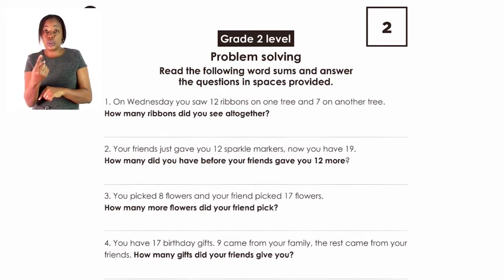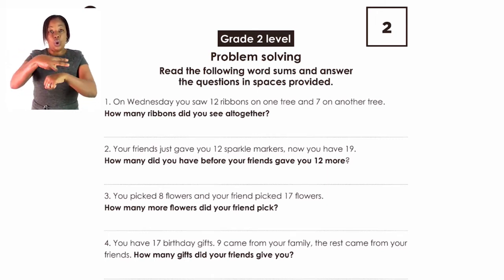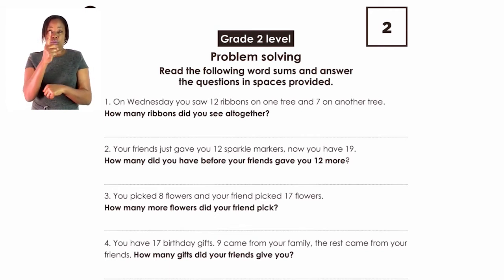Did you understand the statement there? Okay. On Wednesday, you saw how many ribbons? There are 12 ribbons that you saw on one tree. And on another tree, how many did you see? You saw 7. Now they are asking you, how many ribbons did you see all together? So what does the word all together mean? That means you get the total number altogether. You plus the 12 ribbons on one tree, and on another tree you saw 7. Therefore, you plus them together.